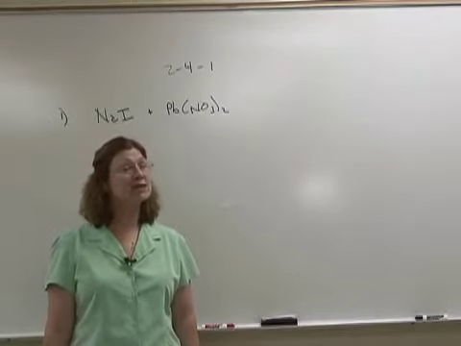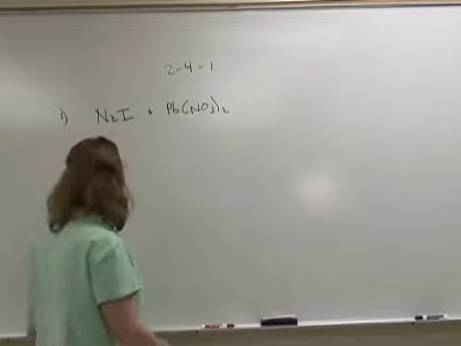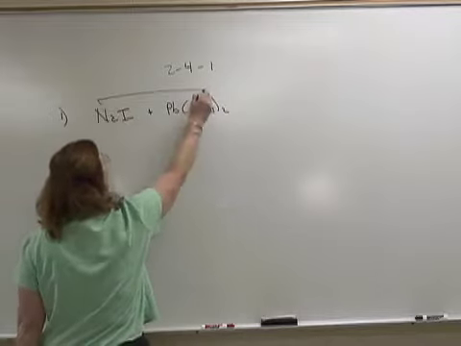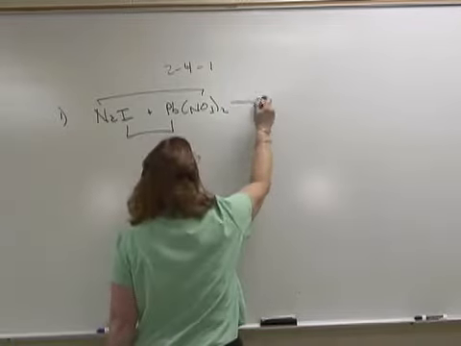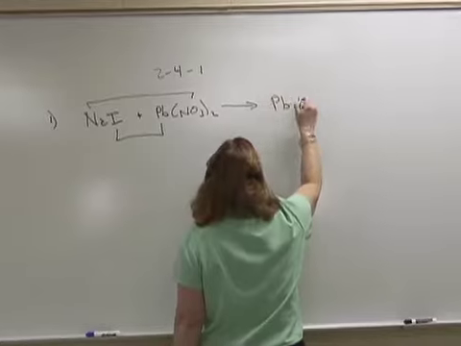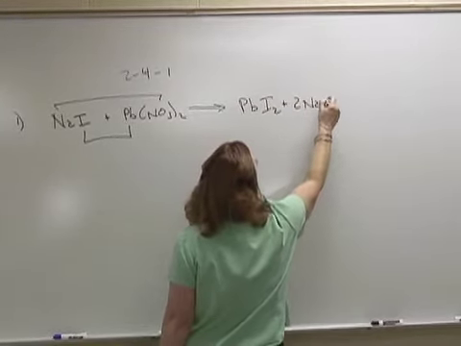In these reactions, what we are beginning with are always aqueous. And therefore, I know that they are also double displacements. And in this case, I am going to get lead 2 iodide and 2 sodium nitrates.